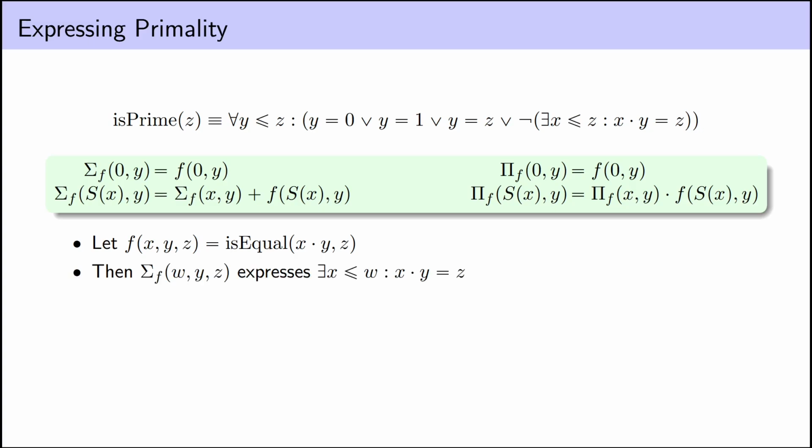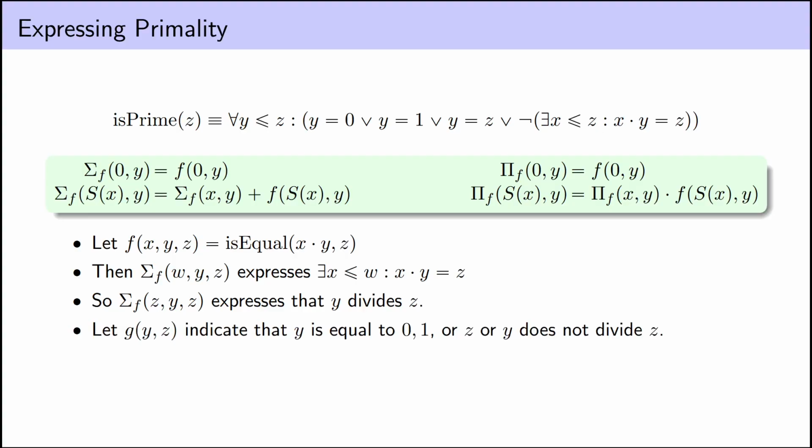Then sigma sub f of w, y, and z tells us if there is an x less than or equal to w, making x times y equal to z. So sigma sub f of z, y, z tells us if there is an x less than or equal to z, making x times y equal to z. In other words, it tells us if y divides z.